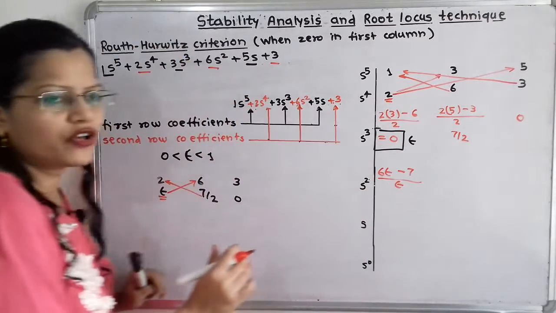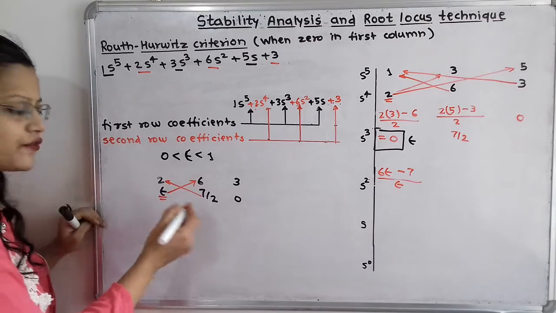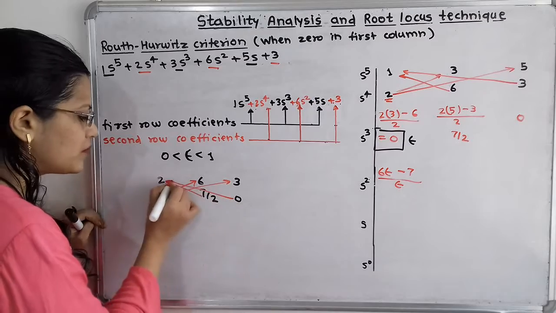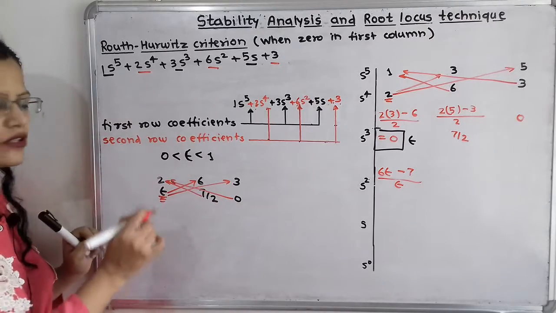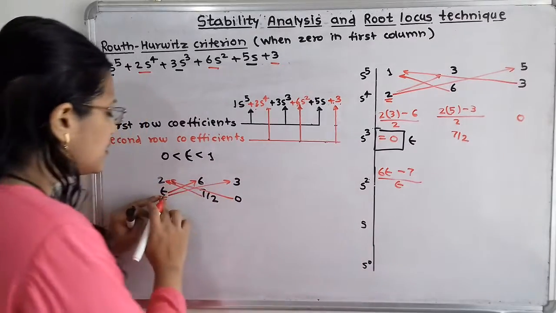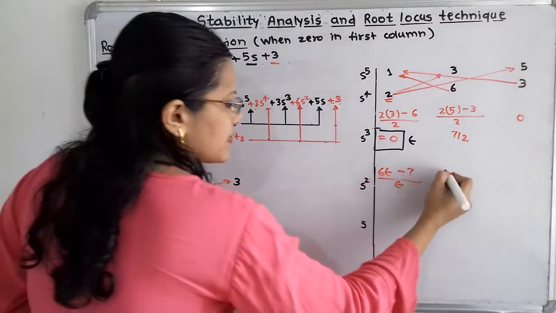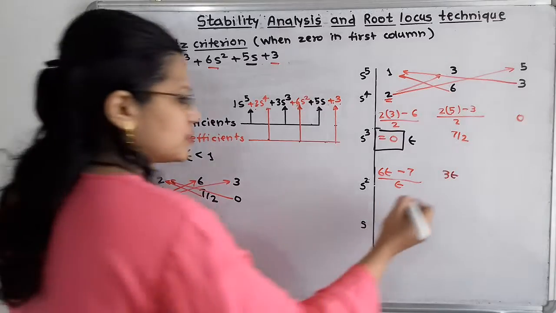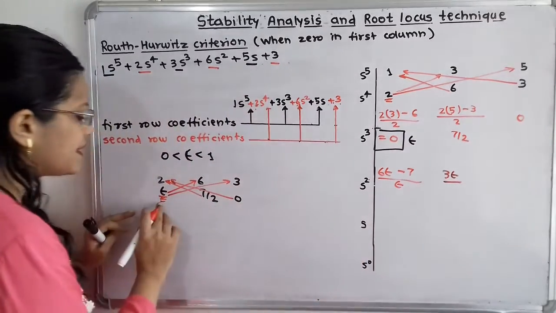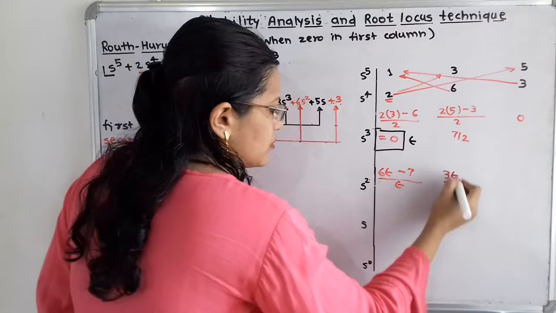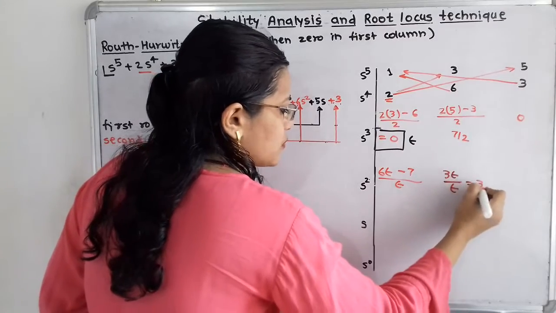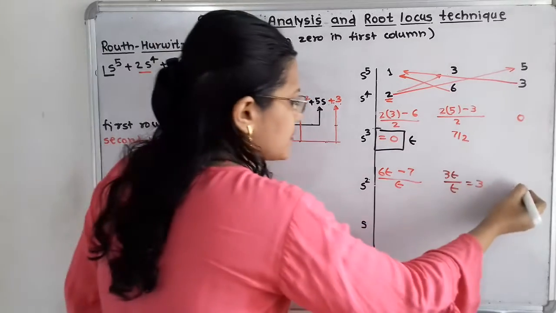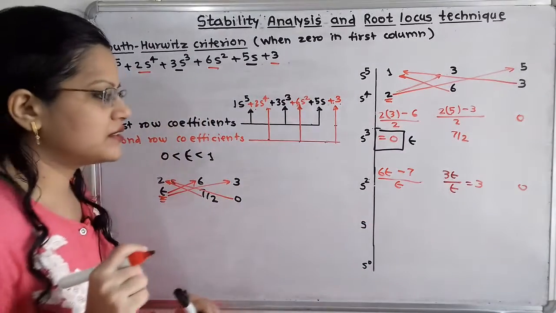Now we will move to the next. Again I will show with the help of an arrow: epsilon multiplied by 3 minus 0 multiplied by 2, divided by epsilon. So I will rewrite here 3 epsilon, minus 0 multiplied by 2, that is 0, so I will not write that, divided by epsilon, which is equal to 3. Then for the next number there is no digit, so I will take it as 0.